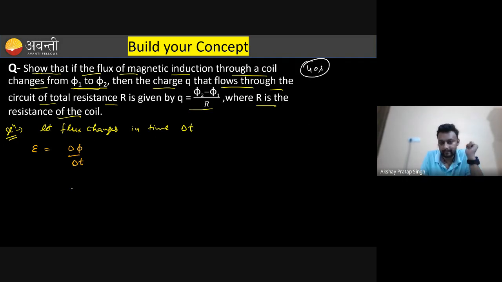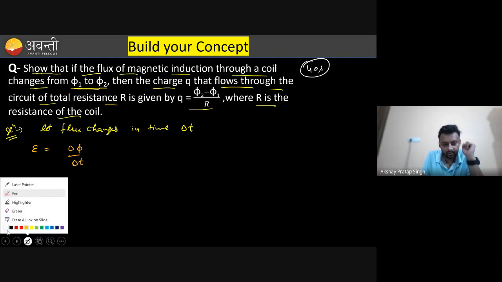This is the EMF. And if I ask what will be the current, I equals E by R. You can say 1 by R times delta phi by delta t. What is delta phi? Change in flux. We can put the value of delta phi at any time.